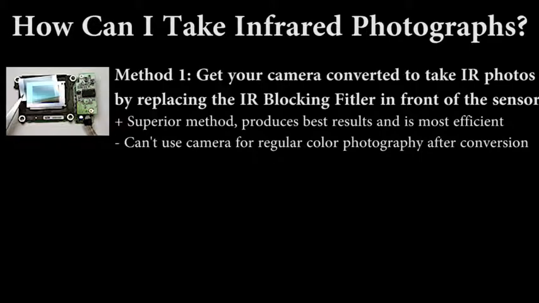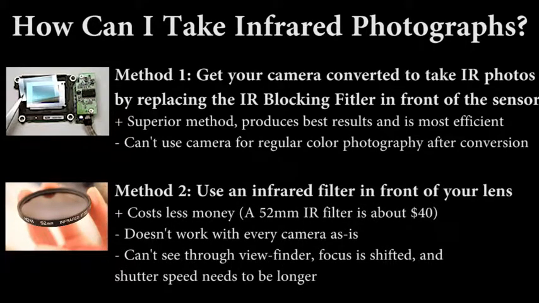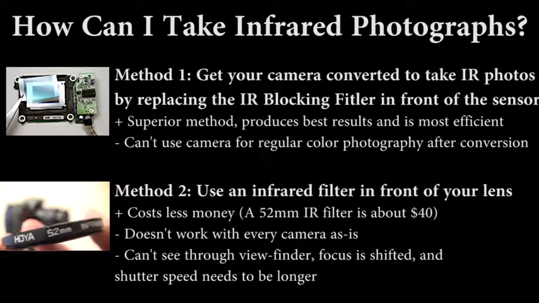Now, the second method is what most people do if the filter that's in front of their sensor is not blocking tons of IR light. This is what most people will do because they'll just buy a filter that you can put on front of your lens that eliminates visible light but only lets in infrared light. So not all cameras can do this, or maybe I should say not all cameras can do this well, because the infrared blocking filter that's in front of your camera sensor varies from camera to camera of how much infrared light is blocked. Now there are some downsides to this method.